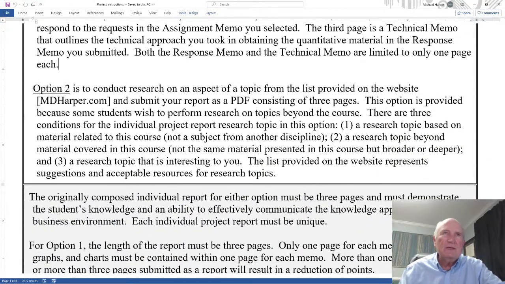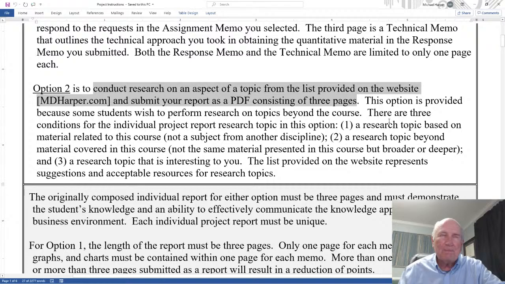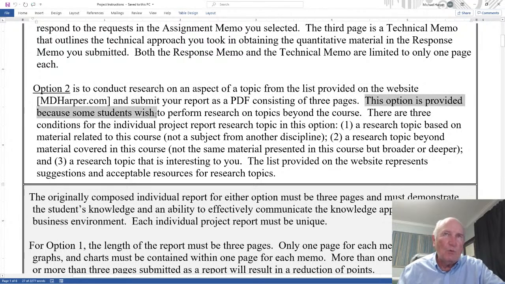Option 2 is to conduct research on an aspect of a topic from the list provided on the website, mdharper.com, and submit your report as a PDF consisting of 3 pages. We'll go to mdharper.com in just a moment. This option is provided because some students wish to perform research on topics beyond the course. There are 3 conditions for the individual project report research topic in this option.